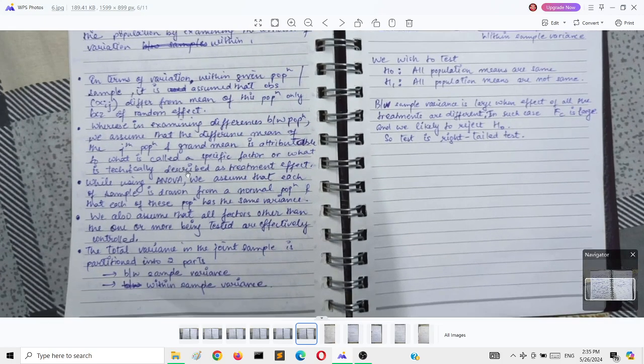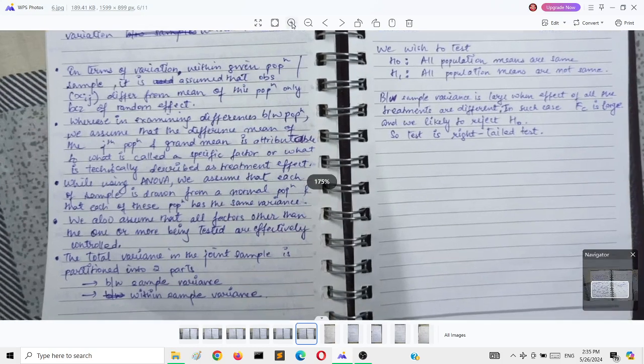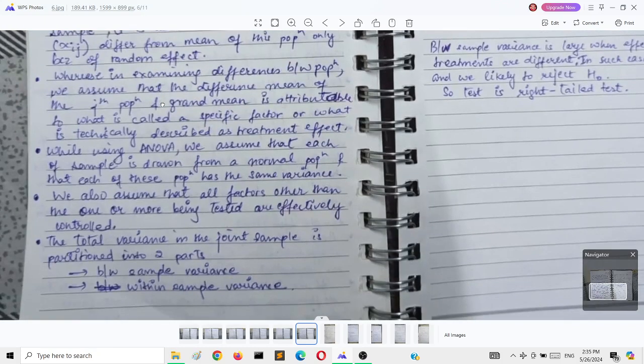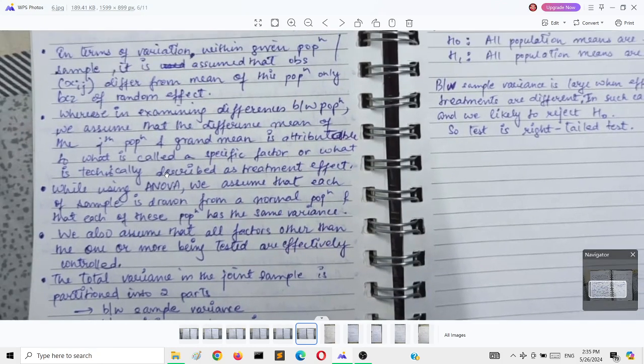In terms of the variation within the given population sample, it is assumed that the observation alpha ij differs from the mean of this population only because of the random effect. Whereas in examining the difference between populations, we assume that the difference between the mean of the jth population and the grand mean is attributed to what is called a specific factor, or what is technically described as a treatment effect.